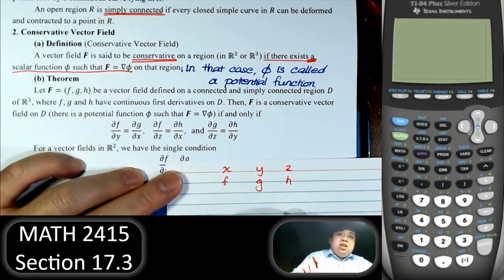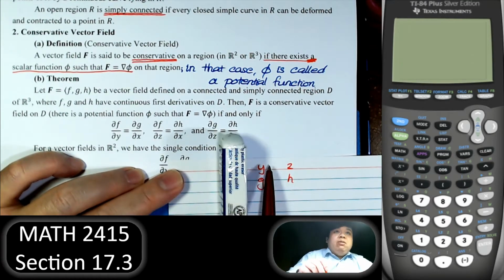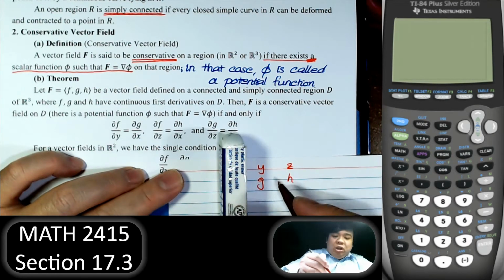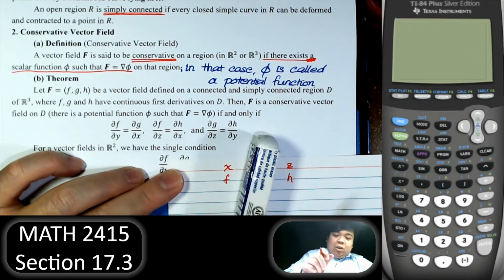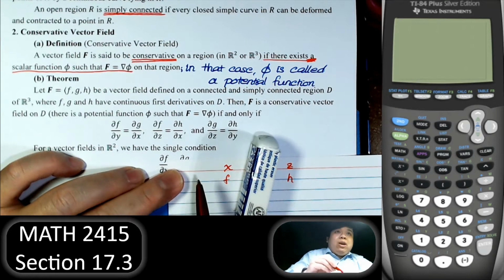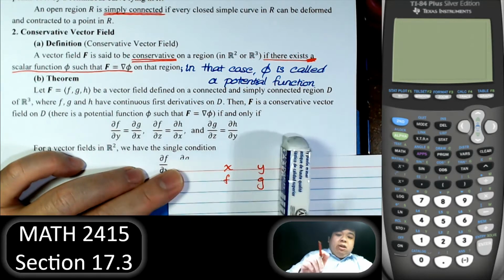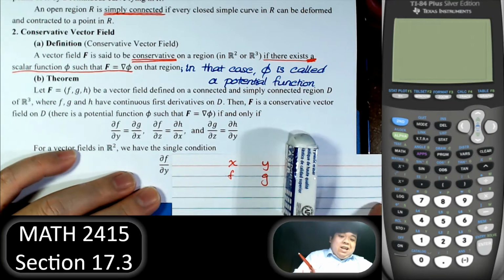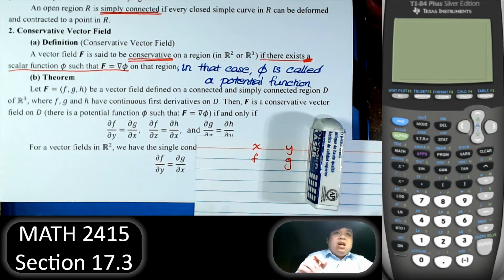and this is just like a determinant. So the derivative of h with respect to y is equal to the derivative of g with respect to z. The derivative of h with respect to x is the same as the derivative of f with respect to z, and the derivative of g with respect to x equals the derivative of f with respect to y. Yeah, so pretty much exactly from the determinant.